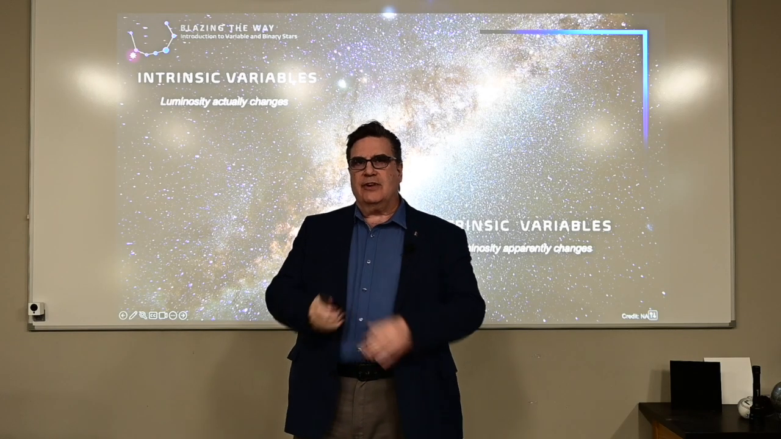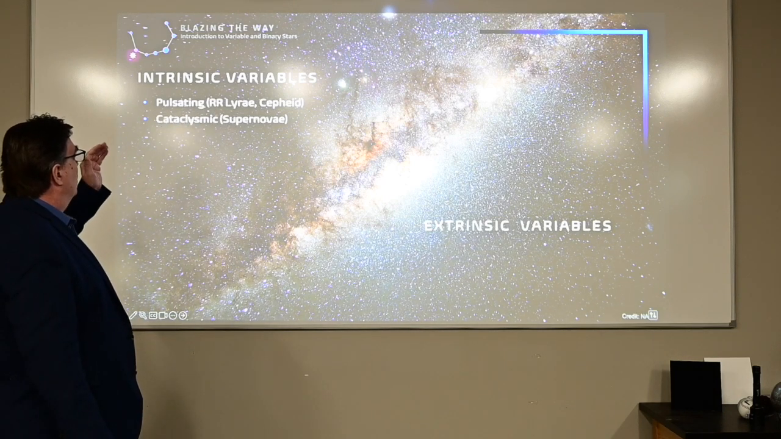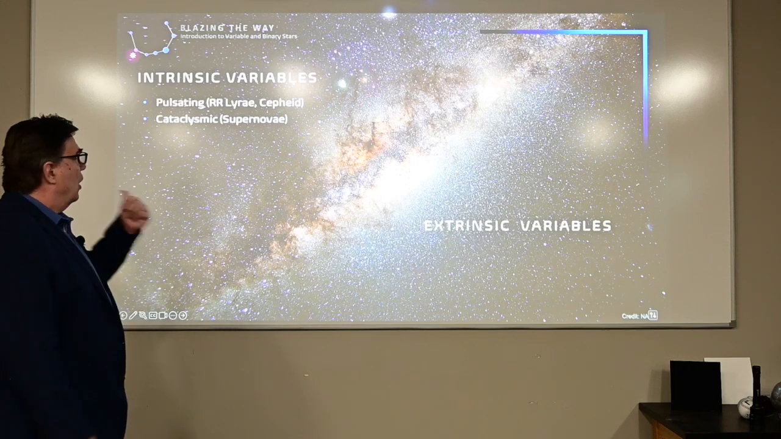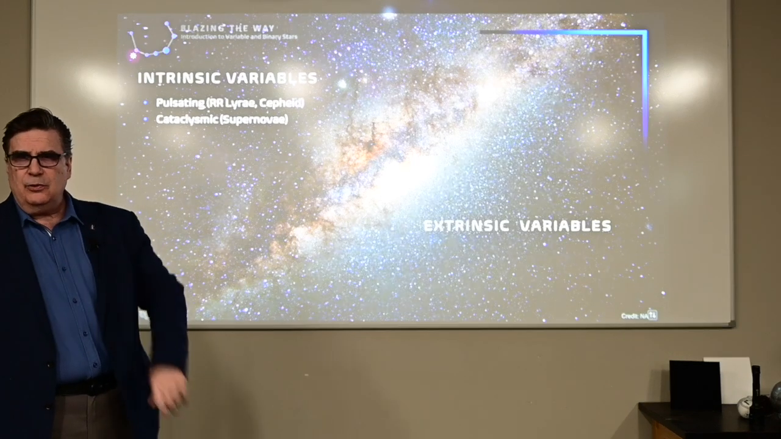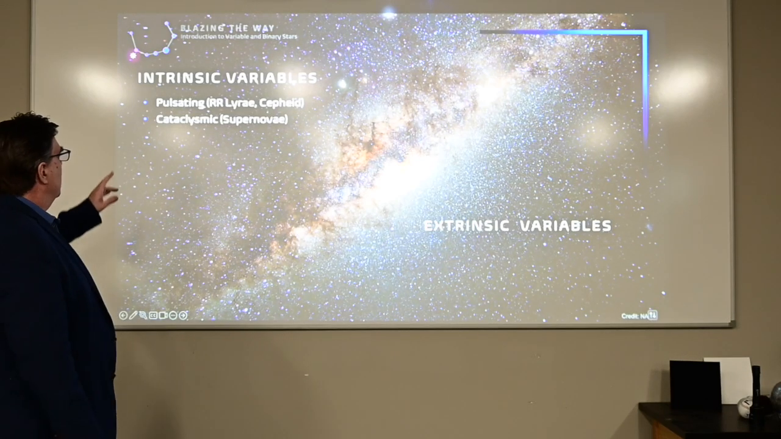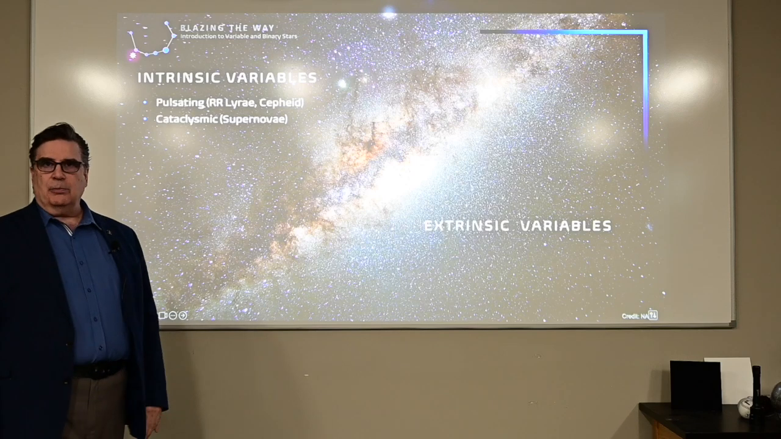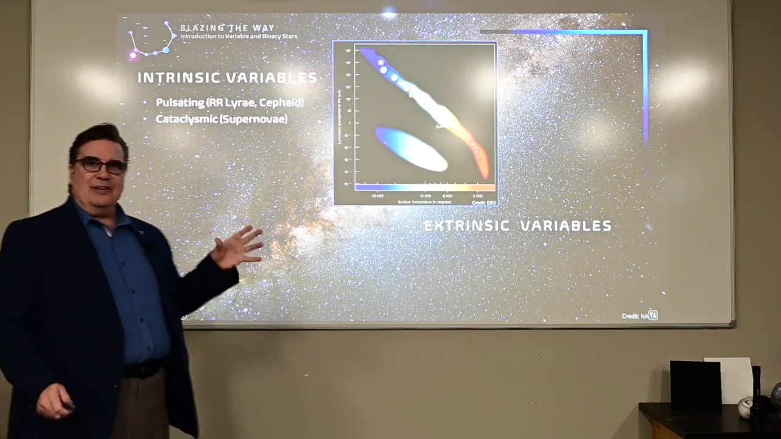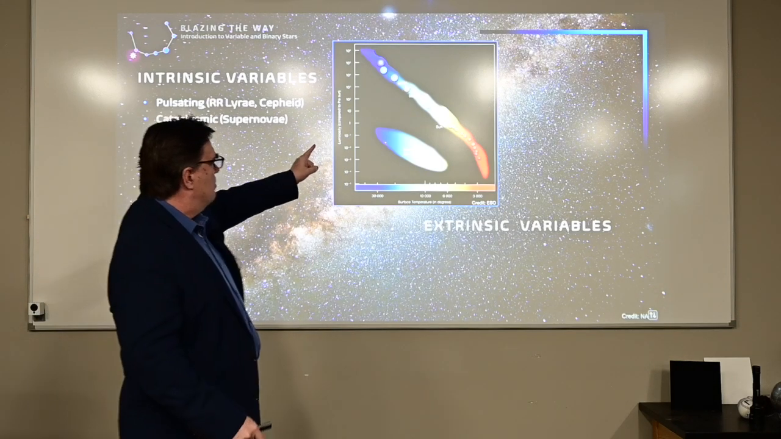Within the intrinsic variables, we have pulsating variable stars, and here you'll find your RR Lyrae and Cepheid variables. There are others, but these two names maybe you've heard of. These are among the more popular of the pulsating variables. And then we have our cataclysmic variable stars like supernova. Now with a pulsating variable star, let's talk a little bit about that. But first, let's take a step back.